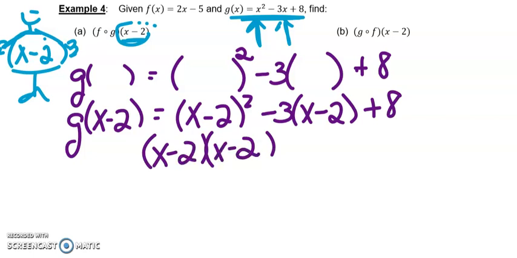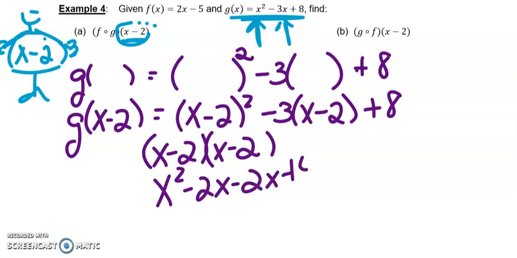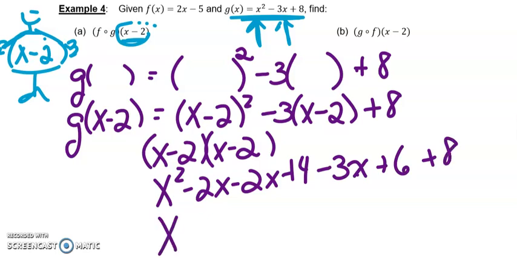Oh, you betchas. And I'm going to get x squared minus 2x plus 4. And then the next term, I'm going to do minus 3x plus 6 and then plus the 8. So bringing it down to simplify, get an x squared. I've got 2, 4, 7, negative 7x. And then I've got 4 and 6 and 10. So that makes 10 plus 8.